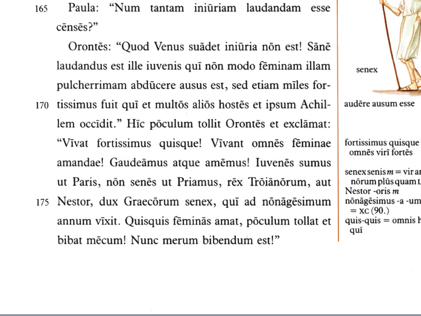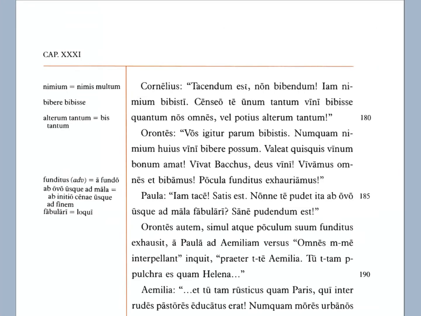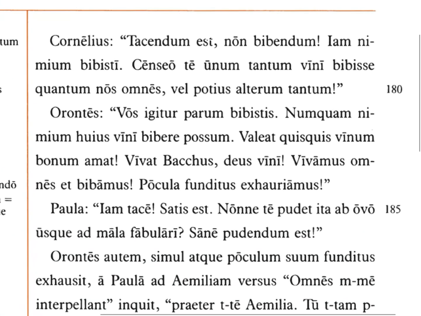So he's saying, get drunk with me, guys. I don't know if he's calling the women to do it too. Maybe he would hope they would, but Orontes, he is quite something. Cornelius then says, Tacendum est, non bibendum. One should shut up, not drink, right? Basically, it must be shut up, it must be quiet, not it must be drunk.